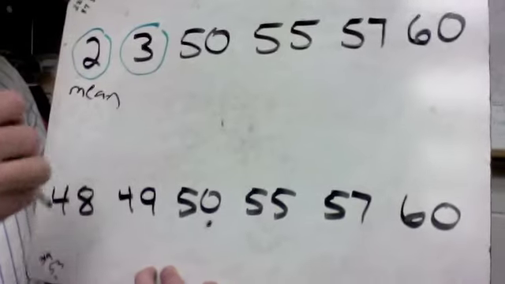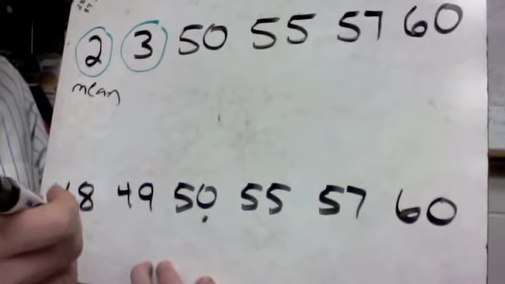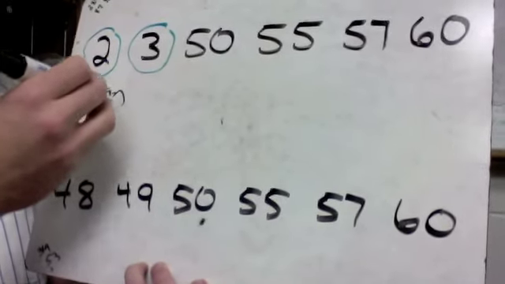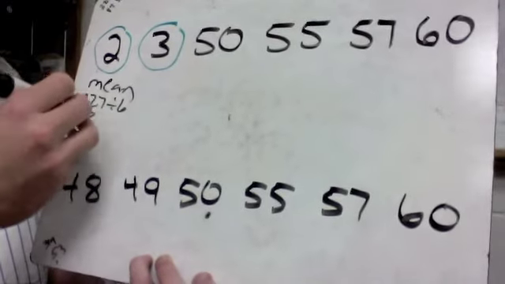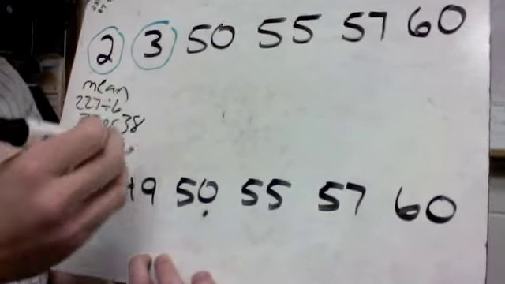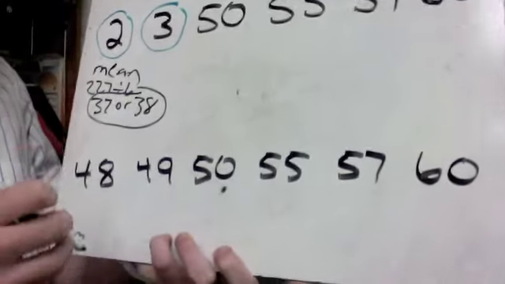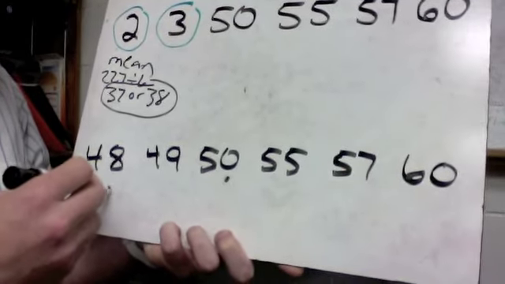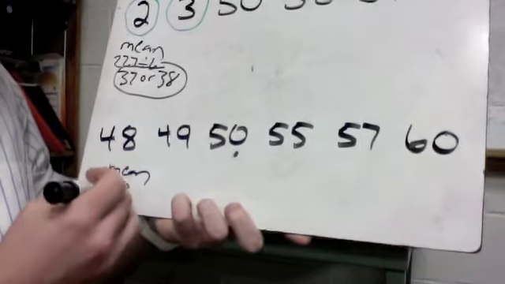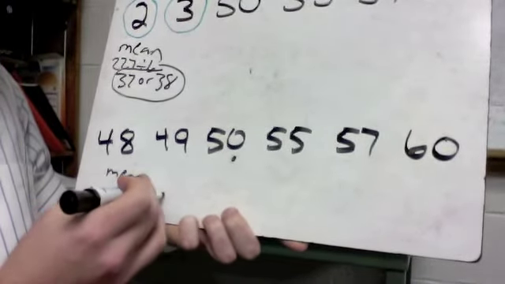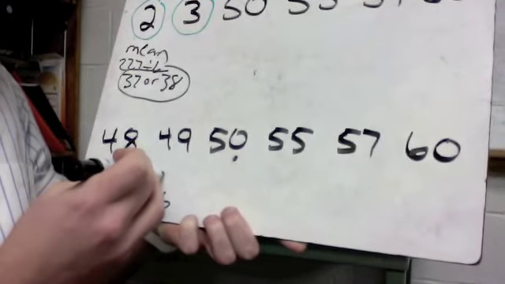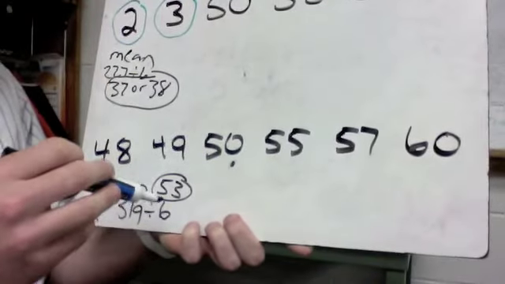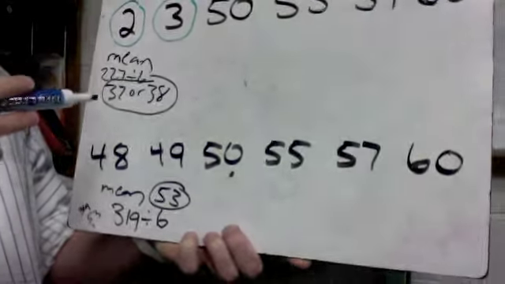If I do the mean, I'm just adding them up and dividing. It's just like the average, adding them up and dividing by how many numbers there are. So it adds up to 227, and I'm going to divide by 6, and it's going to be somewhere around 37 or 38. That's going to be our mean. Now let's look at our mean down here. If I add these all up and find the mean, I'm going to get 319, and then I have to divide it by the 6 numbers, and my mean is going to be somewhere around 53. That's a big difference right there. These two outliers had a big effect on the mean.